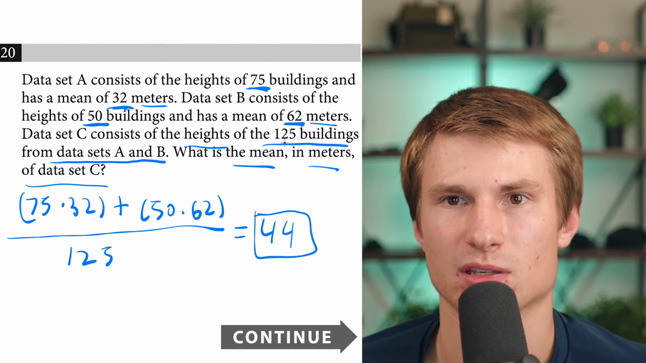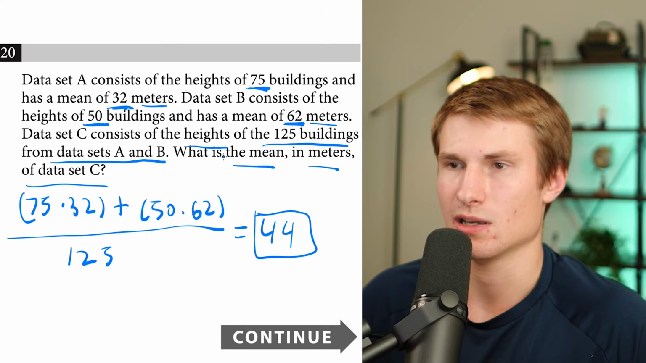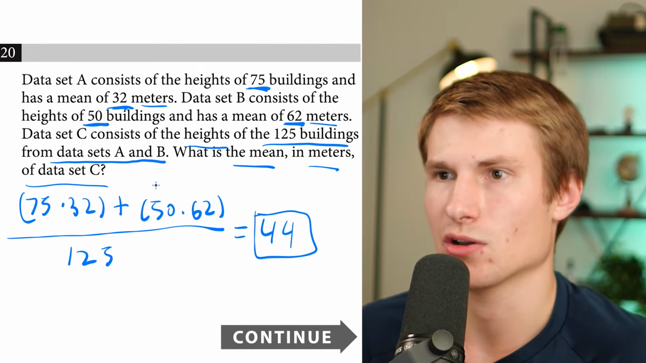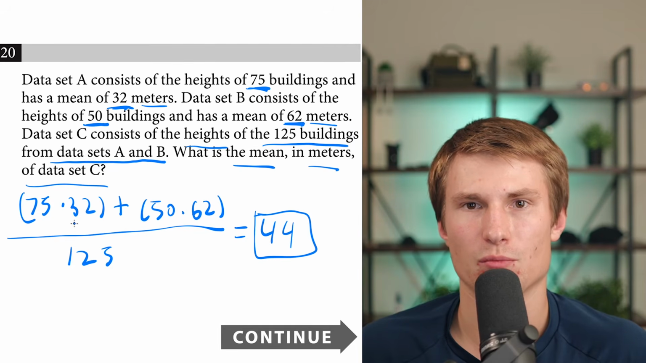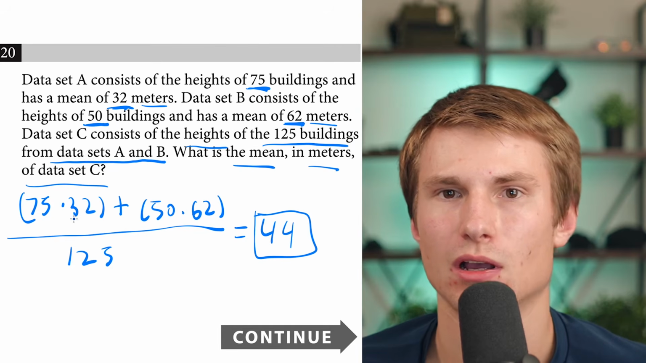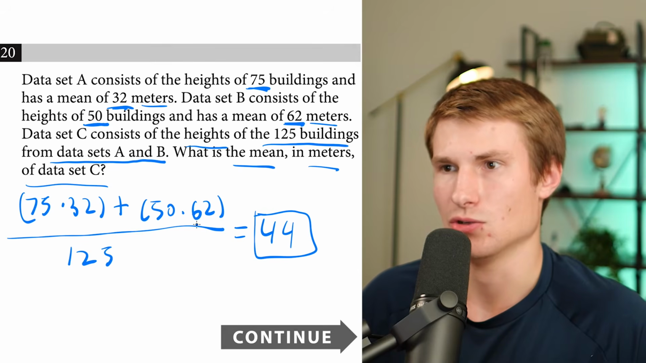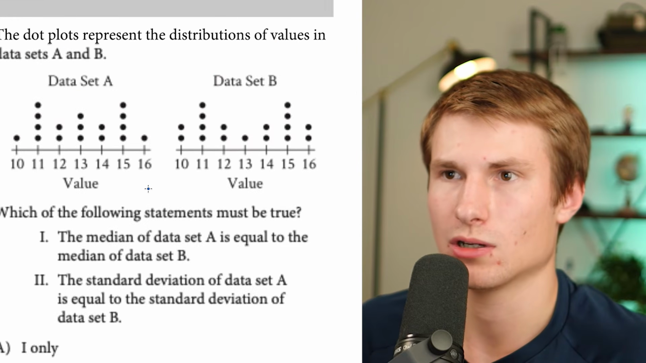Okay, so 50 times 62. Dataset C consists of the height of 125 buildings from datasets A and B. Okay, yep, that all checks out. What's the mean in meters of dataset C? You can also use a logic check of the fact that you have 75 buildings that have a mean of 32, so we're probably going to be closer to that 32 than we will be to that 62, which makes sense because we're at 44. So that looks good. Let's go ahead and move on to number 21.